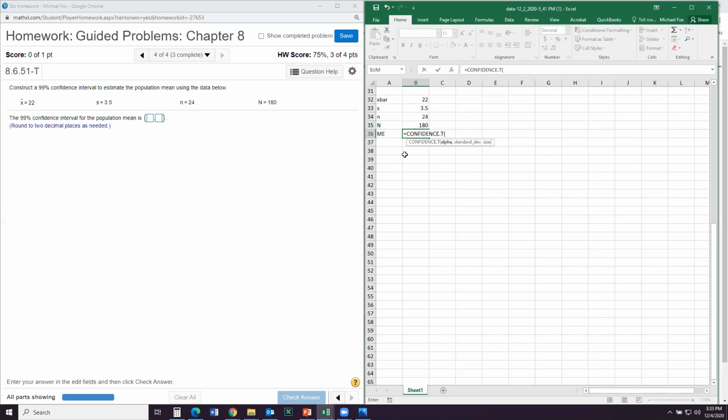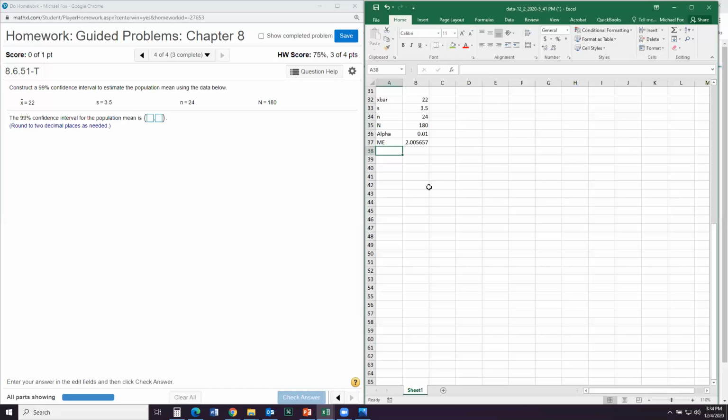So, oh, I forgot to write down another thing I knew already, because I don't have my alpha on there. So our alpha, which is 1 minus the confidence level, or 0.01. All right, now I can do confidence.t, choose my alpha, my standard deviation, and my size, which is little n, sample size.